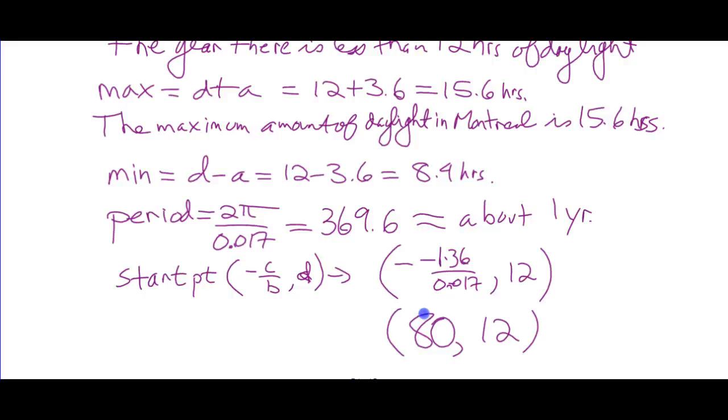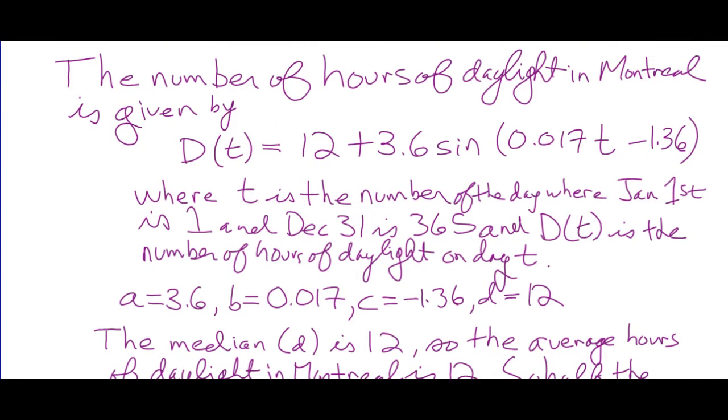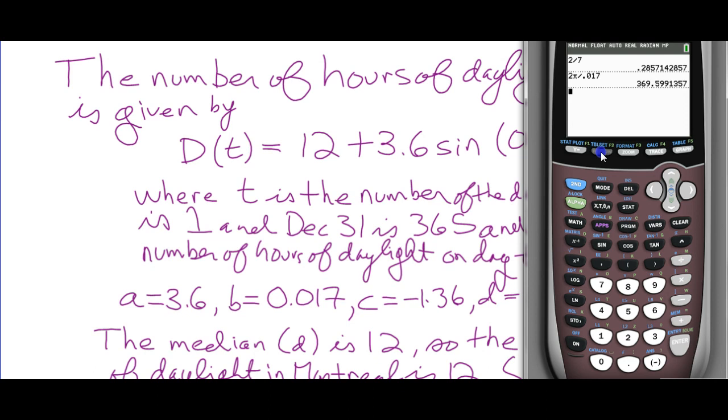So if we were to graph this thing, now that we know everything there is to know about it, let's set our window. We're going to go from 0 to, say, 366 by 30s. Our Y min, so we said the minimum was 8.4 hours and the maximum was 15.6. I'm going to go 0 to 20 by 2s. I like to graph the midline, which is 12.